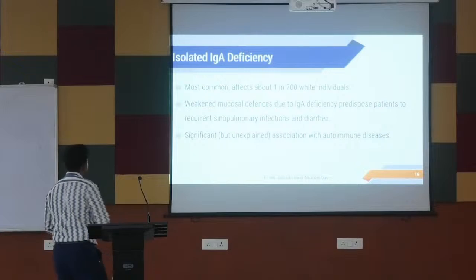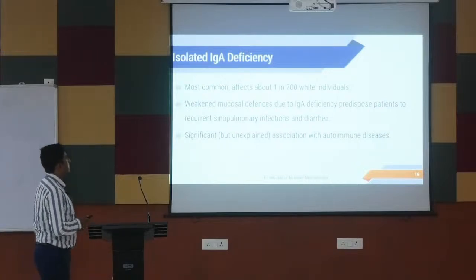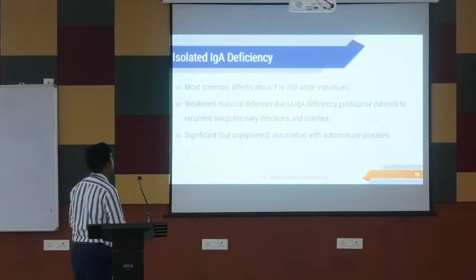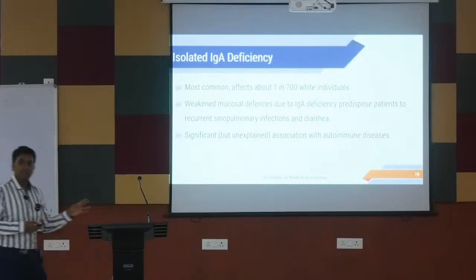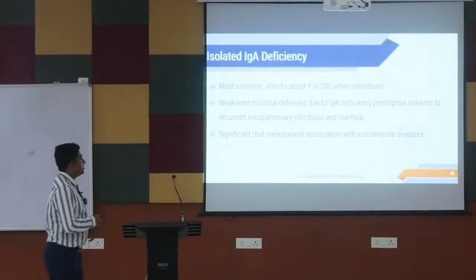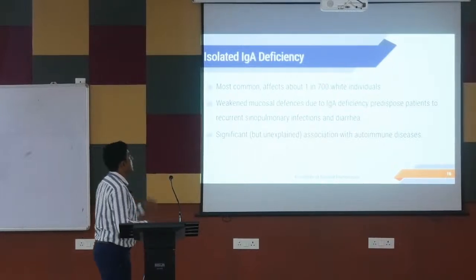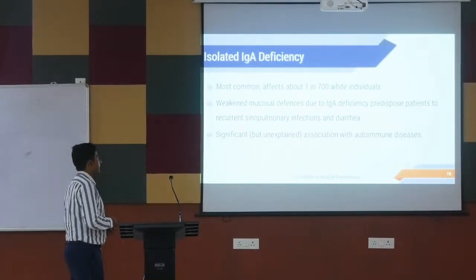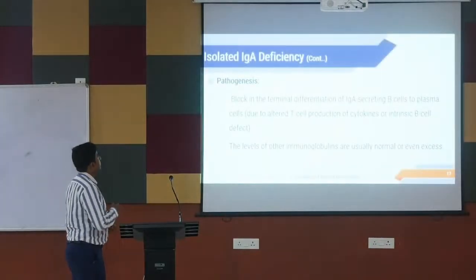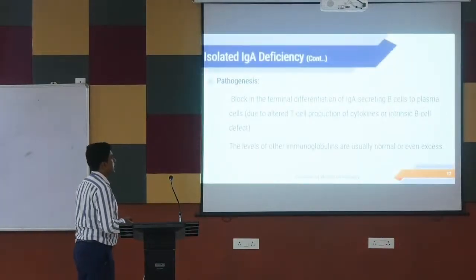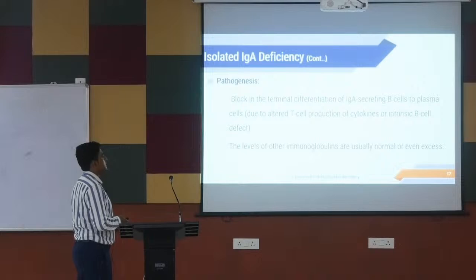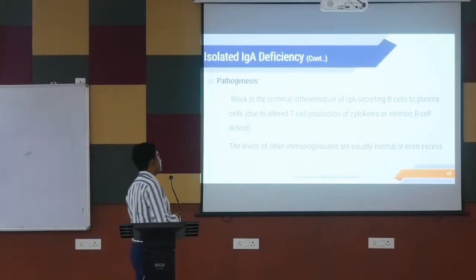Isolated immunoglobulin A deficiency, এটা সব থেকে common, affects 1 in 700 white individuals. সেখানে কি হয়? IgA আমরা জানি secretory antibody, weakened mucosal defenses due to immunoglobulin A deficiency predispose patients to recurrent sinopulmonary infections and diarrhea. কিভাবে হচ্ছে? The block in the terminal differentiation of the immunoglobulin A secreting B cells to the plasma cells due to altered T cell production of cytokines and intrinsic B cell defect. The levels of other immunoglobulins কিন্তু normal.